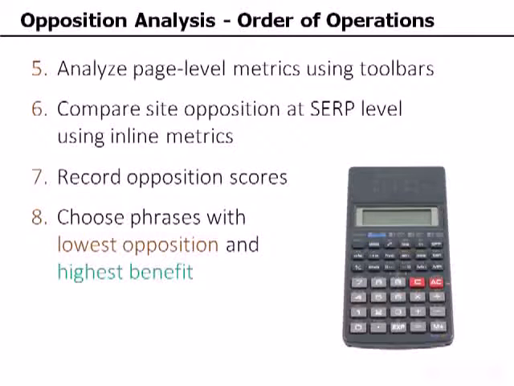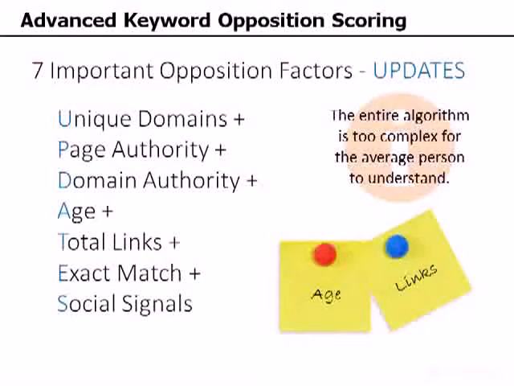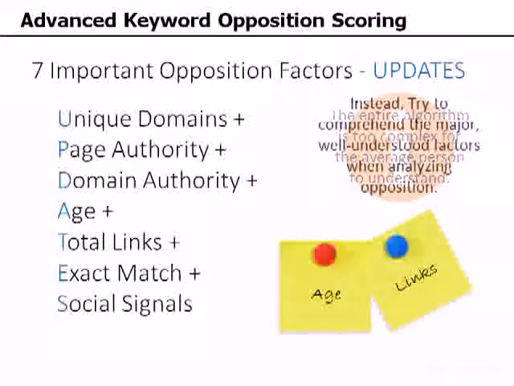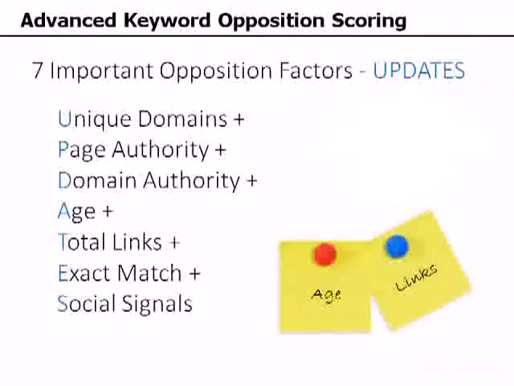And then we're going to record all of those opposition scores that we can into a spreadsheet and start combining that with our keyword data to evaluate the low opposition phrases that have the high benefit that we should be targeting. So opposition scoring becomes more complex. This could ultimately be the entire Google algorithm that we're trying to understand. But if we pick a handful of important data points like unique linking domains, page authority, domain authority, etc., we can start to get a good understanding of how difficult these keywords are going to be to rank for.